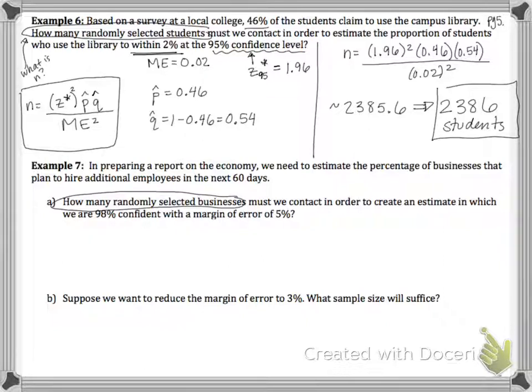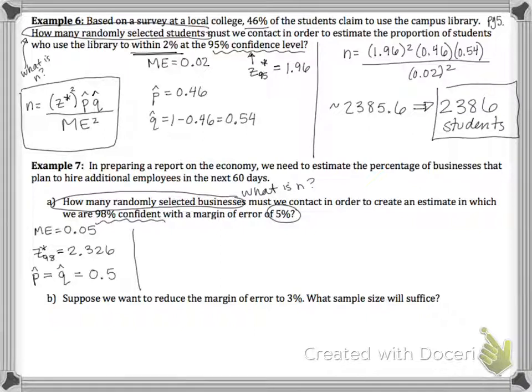How many randomly selected businesses, so what is N, that's what they're asking, must we contact in order to create an estimate in which we are 98% confident with a margin of error of 5%. So they're telling me my margin of error is 0.05. They're telling me I want to be 98% confident, which if you recall gave us a z-star critical value of 2.326. But I have no p hat or q hat. So if you remember, we have to guess. If we don't know what p hat and q hat are, we must assume a 50-50 probability here. We say yes and no 50% of the time.